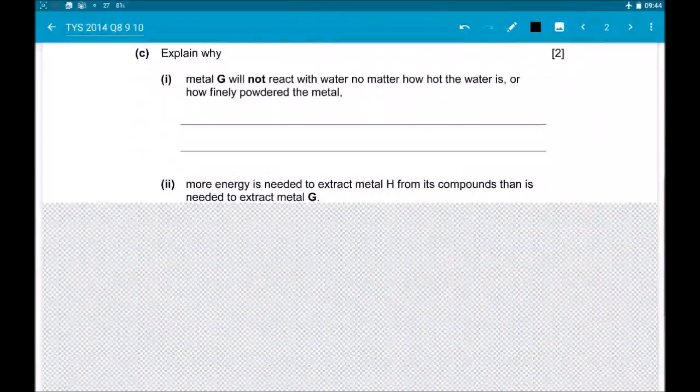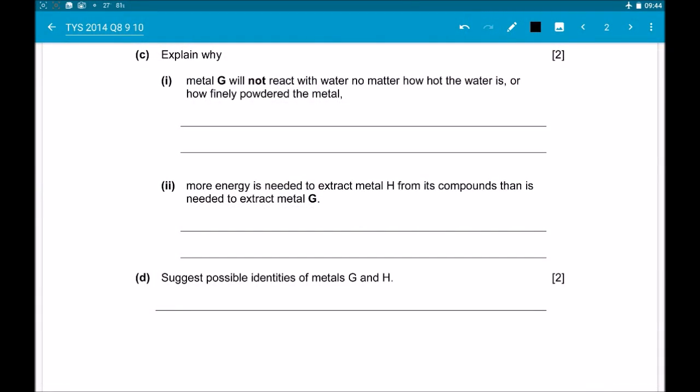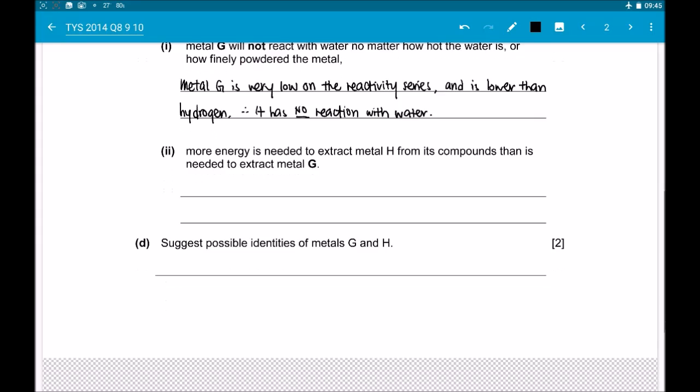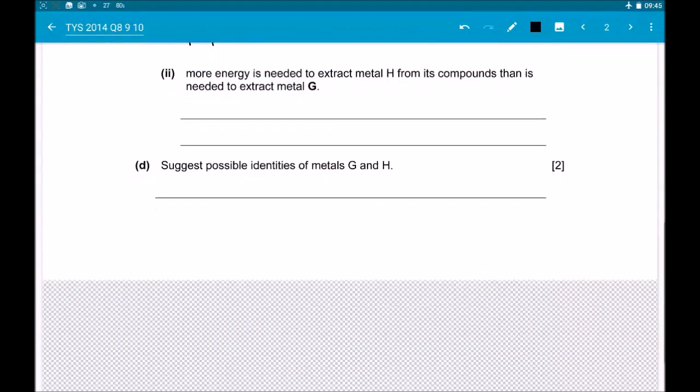Let us now look at part C. Explain why metal G will not react with water no matter how hot the water is or how finely powdered the metal is. So right now we are actually looking at the reactivity series. So we can actually say that metal G is very low in the reactivity series and is less reactive than hydrogen. Thus, it has no reaction with water. Moving on to part 2.